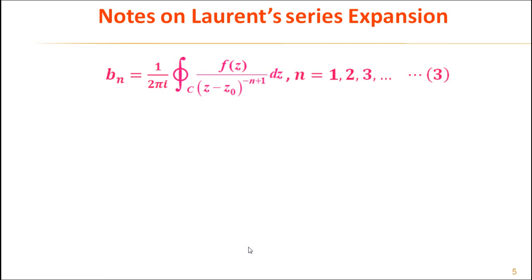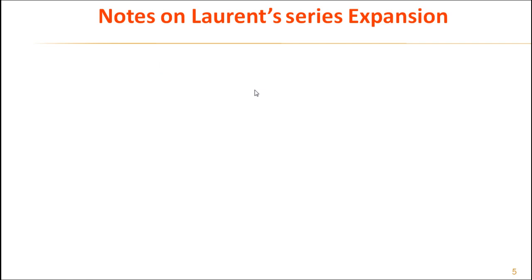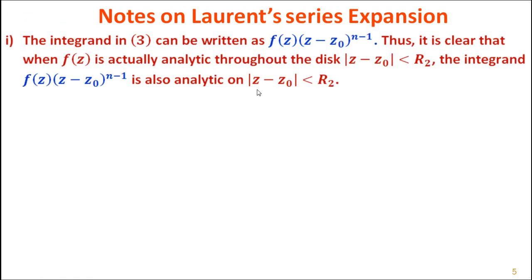bn is equal to 1 by 2 pi i times the integral over C of f of z by z minus z naught whole to the power of minus n plus 1 dz, where n is equal to 1, 2, 3 and so on. Students, observe the integrand of this bn, that is f of z by z minus z naught whole to the power of minus n plus 1. If I take the denominator to the numerator, then the integrand will be f of z times z minus z naught whole to the power of n minus 1. That is, the integrand in equation 3 can be written as f of z times z minus z naught whole to the power of n minus 1.